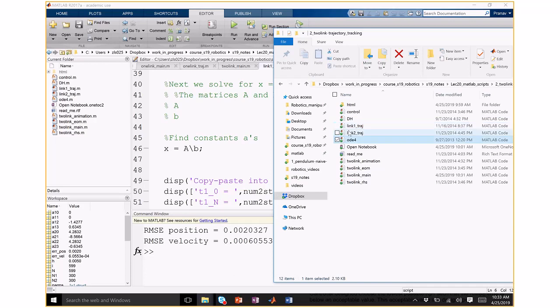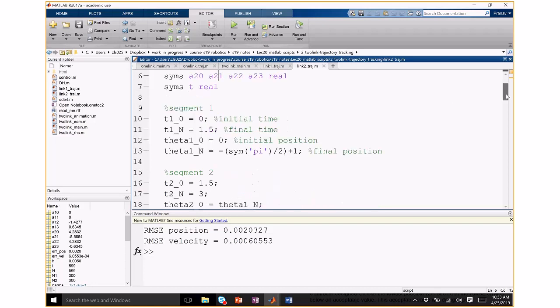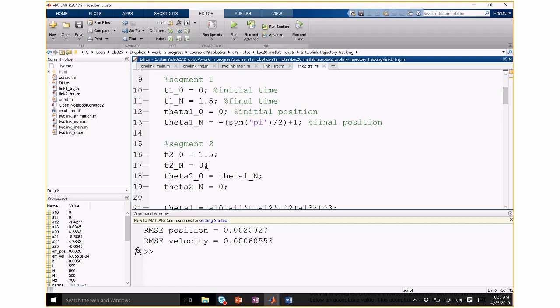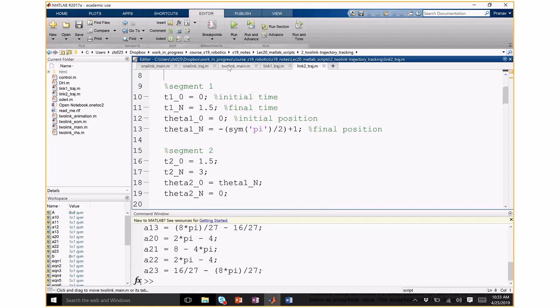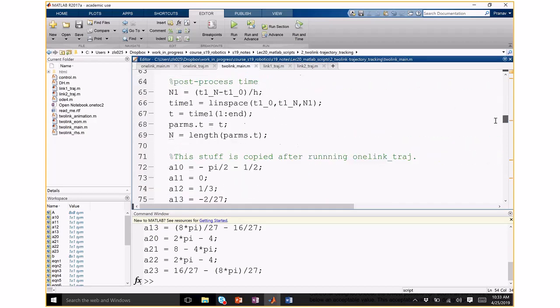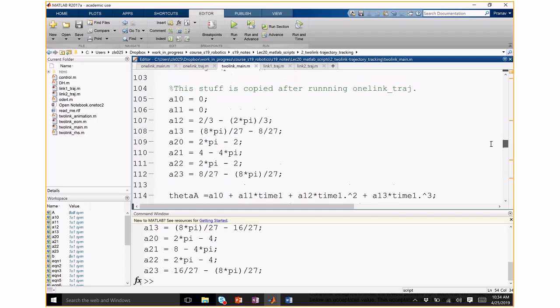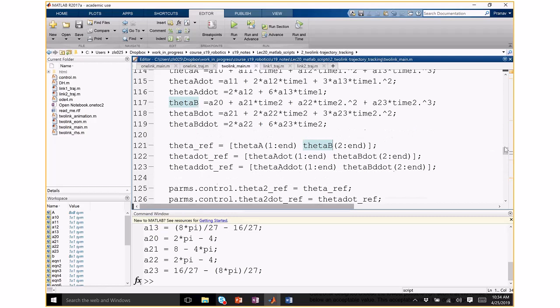Link 2. There are two profiles for the link 2. So I think one of them is the backward motion, one of them is the forward motion. 1.5 seconds first motion, you can see here. And then the second motion is for another 1.5 seconds. After running this, you get the constants, which are supposed to be copy pasted into this code. Yeah, those constants come from that code. Anyway, the instructions are there.